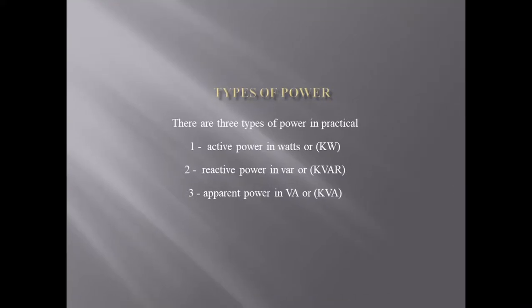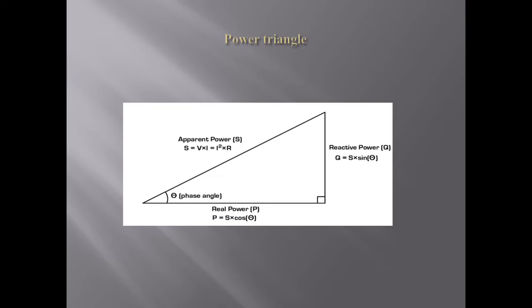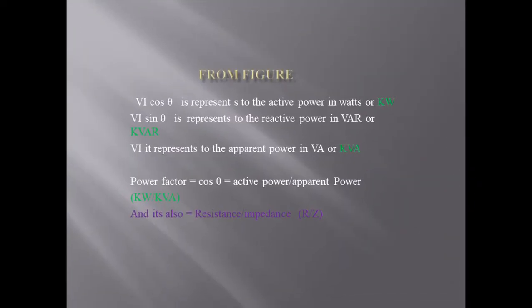So also we want to know the types of power. As you know, there are three main types of power. Active power, measured in watt or kilowatt, and reactive power in var or kilovar. Number 3, we have also apparent power in volt ampere or kilovolt ampere. So in this triangle, we know that we have represented this.